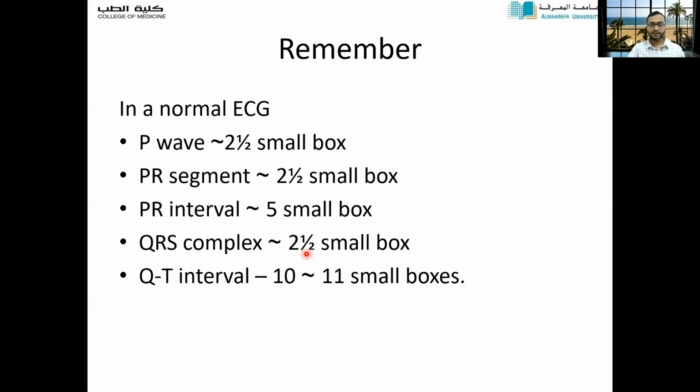QRS complex, again, the maximum range is 2.5 small squares. It will not be more than 0.1 second, 2.5 small squares. QT interval maximum is 10. Again, you see a multiple of 2.5. So the QT interval is usually not more than 10, or a simple way of remembering this is it's double the PR interval. The maximum range of the QT interval is double the PR interval, that is 10 small squares. So this is just an easy way of remembering all these things. Keep this in mind, and we will proceed further to reading the ECG.